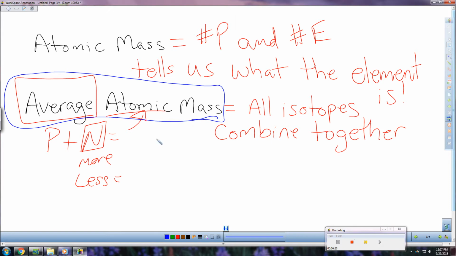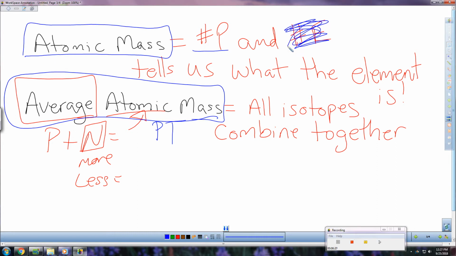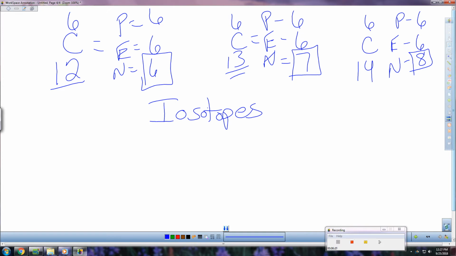That's going to be on the periodic table. That is the big decimal number that you see. The atomic mass of an element is the true number of protons, and I said electrons. That is incorrect. That should be neutrons there. So if we take a look here, atomic mass is the actual number or true number of protons and neutrons for that actual atom.